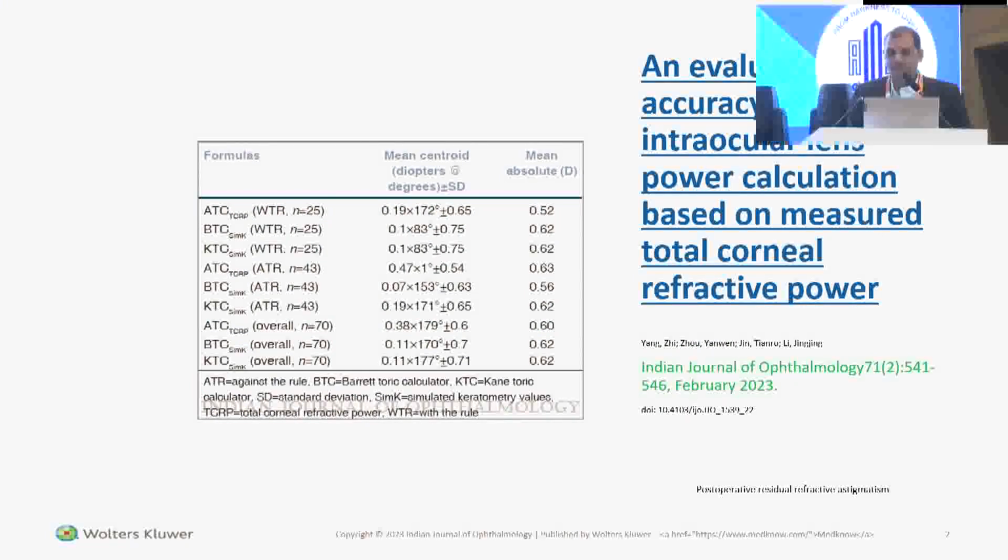This is the recent study which has been published in IGO February 23. That was an evaluation of accuracy of the Toric calculators based on the total corneal refractive power. And they had studied the 3 advanced Toric calculators: Abulafia-Koch Toric calculator, Barrett Toric calculator, and Kane Toric calculator. But even though, they are finding a 0.6, nearly 0.62 dioptric deficit in the Toric calculators. So there are still inaccuracies in the Toric calculations.